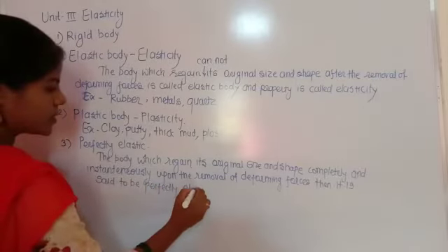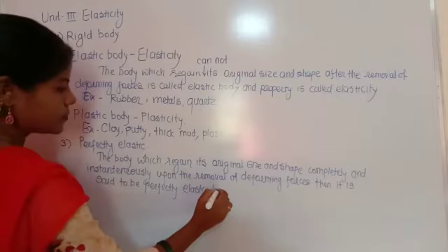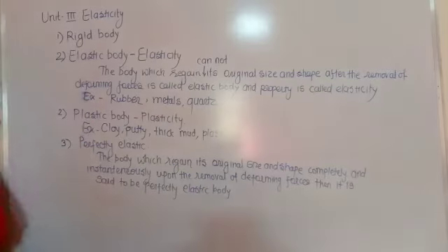Perfectly elastic body. Okay, so these are the definitions which we have to study before the topic starts. Then the next one is the isotropic body. Isotropic body is another type of body.